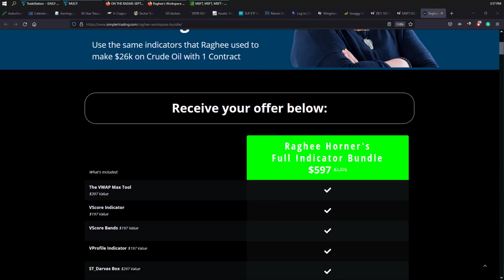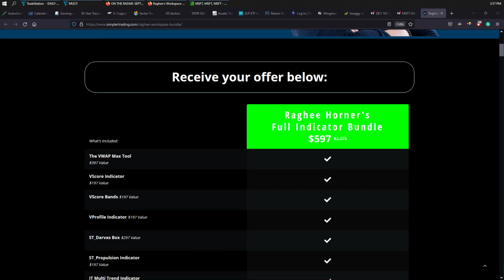And I get so many questions about, Rag, what tools are on your chart? How do I get them? How do I make my charts look like yours? And one thing that I wanted to remind everybody is we have these indicators for both Thinkorswim and for TradingView. I've been using TradingView a lot more.